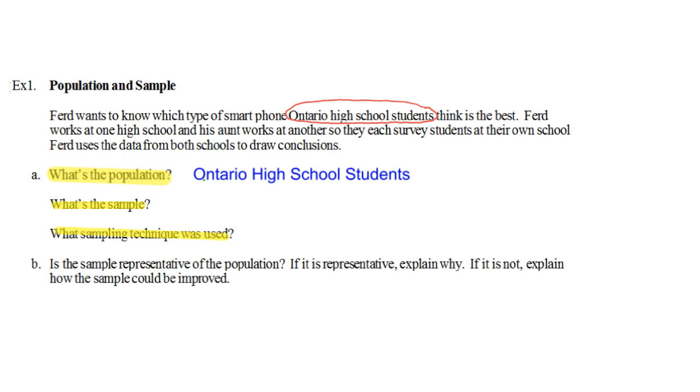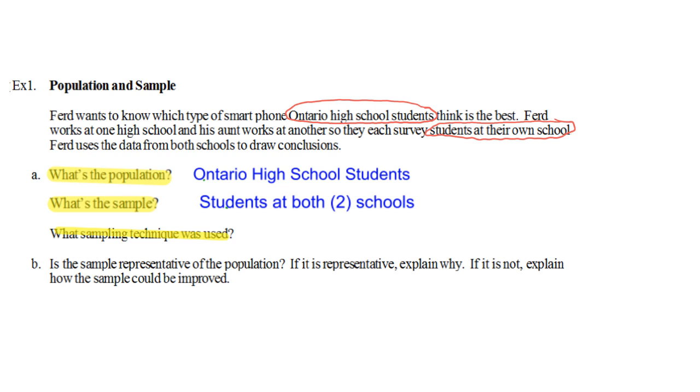Okay. Now, the next thing they're asking about is what is the sample? When you're talking about a sample, we're looking at the smaller group of the overall set. If you look at this problem, they say that his aunt works at one and he works at the other, and they take a survey of students at their own school. So instead of taking a survey of all the people in Ontario, what we have done is basically just looked at all the students at both schools.